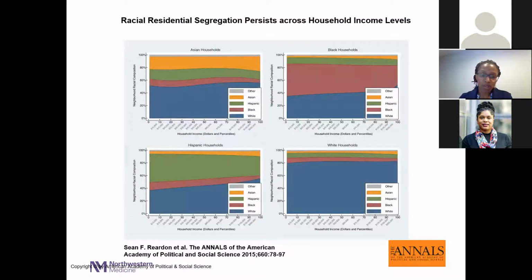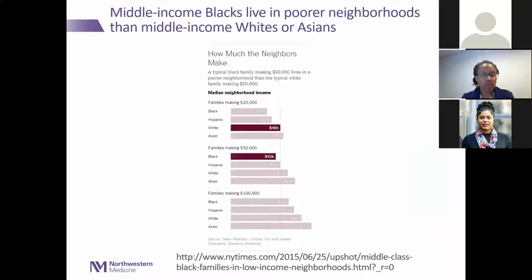And this is something that really holds across household income levels. So these discriminatory practices really transcend income. So this practice by race transcends income. And this influences where Black people can afford to live or are allowed to live or given opportunities to live in a way that is damaging for the types of resources that they're afforded.